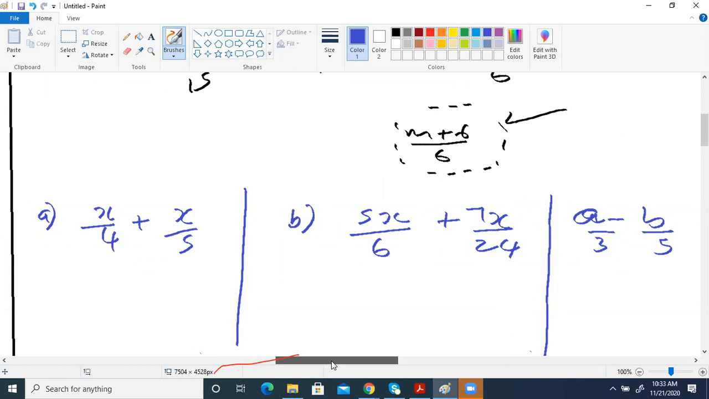I'm just seeing 5x over 6 b, and then I see plus x over 5 on the other side. Wait, you're seeing x over 4? X over 4 plus x over 5, and then you see 5x. I saw that at first, but the other one that says b, 5x over 6, that's all I'm seeing. That's the same experience for everybody.